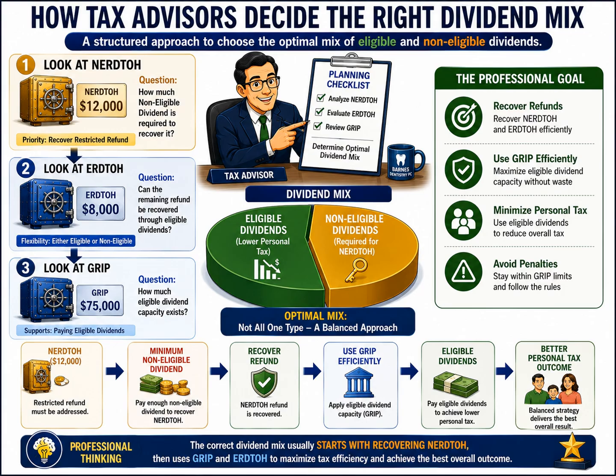Some non-eligible dividends are paid to recover NERDTOH. Some eligible dividends are paid to take advantage of GRIP and reduce personal tax. The objective is not to maximize one account. The objective is to optimize the overall result.